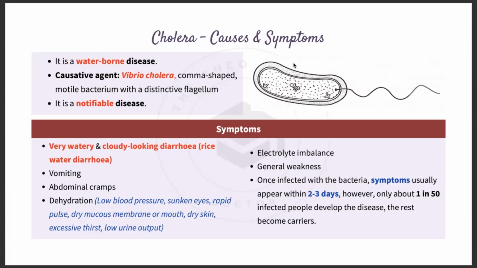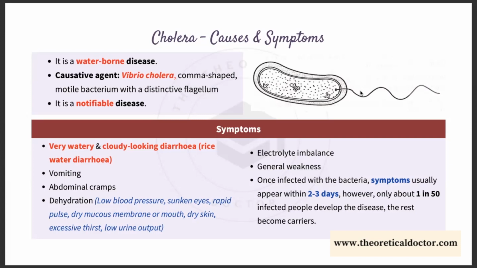Causative agent Vibrio cholerae. It is a comma-shaped motile bacterium with a distinctive flagellum. So it's comma-shaped, it's motile, it's able to move with a distinctive flagellum. This one. It is a notifiable disease. So symptoms: very watery and cloudy looking diarrhea. They refer to it as rice water diarrhea.